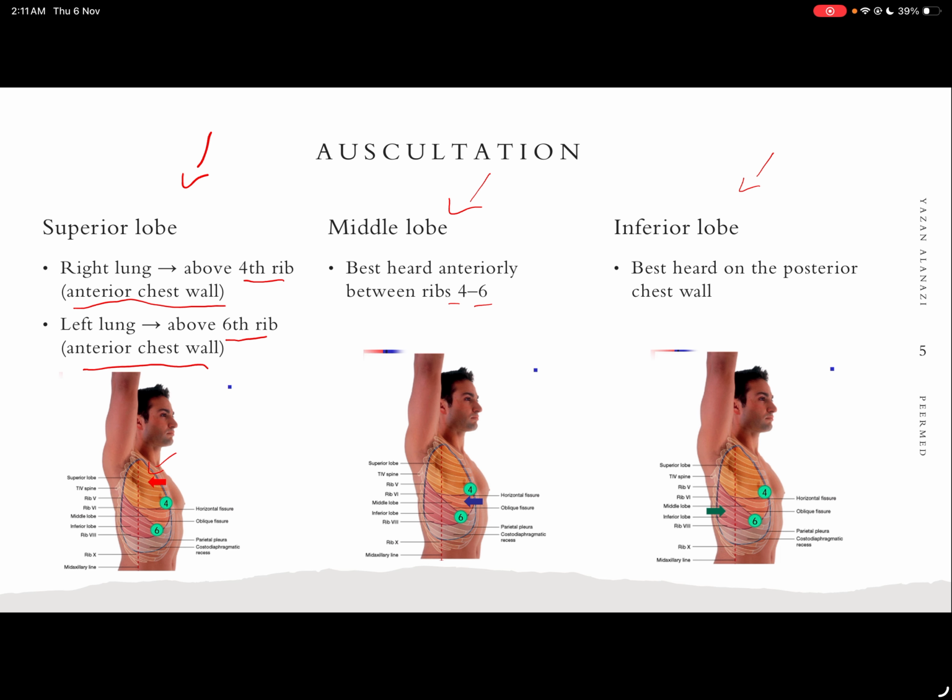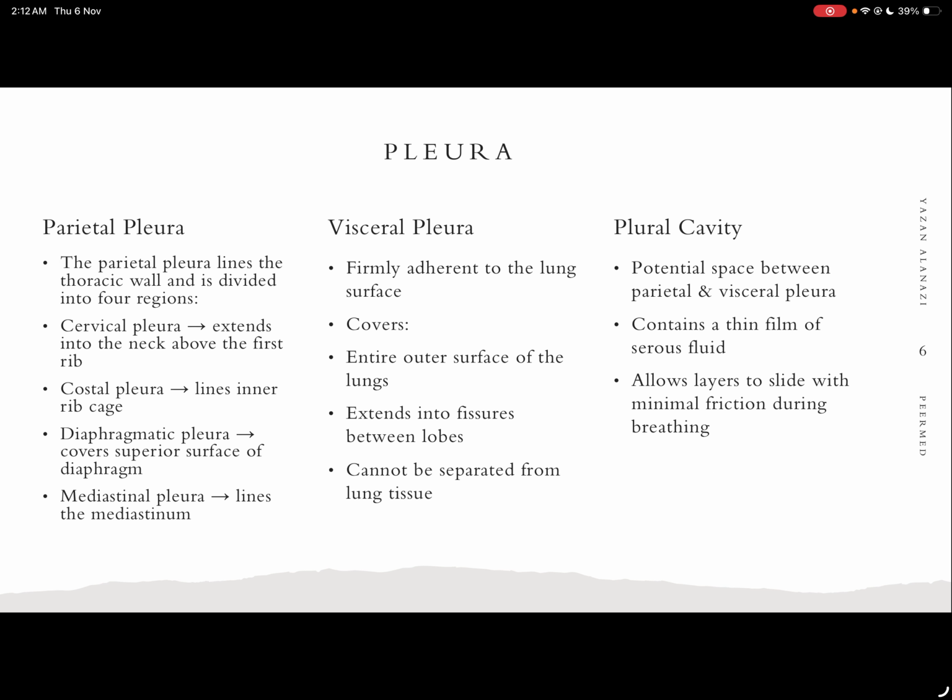And the inferior lobe, which is the last one at the bottom, is best heard on the posterior chest wall. You hear it from here. So we've learned that the superior and the middle lobes can be heard from the front, anteriorly, but the inferior one we hear posteriorly.